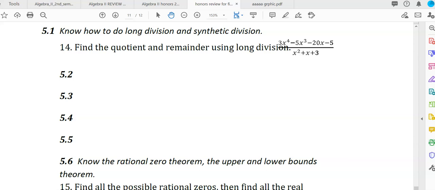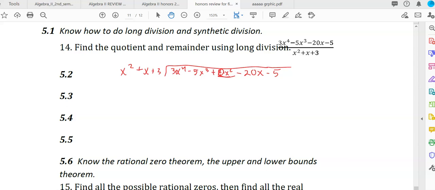So know how to do long division. So let's just do long division here. So x squared plus x plus 3 into 3x to the 4th minus 5x cubed plus 0x squared minus 20x minus 5. So I put a 0 in there just to keep us honest. That's kind of a sneaky move there, but I like it.